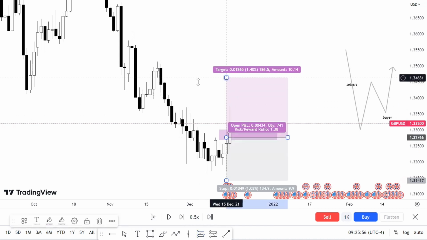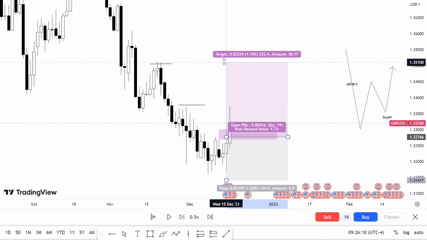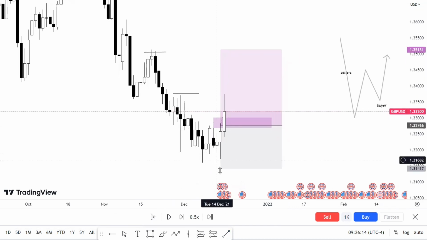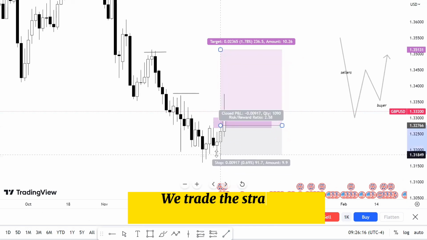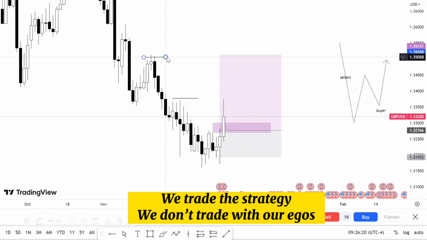We're targeting those highs right here. We are looking at this high. We are looking at that high right there, okay? If price wants to come back there, that's great. If not, that's perfect. Not a problem. We are very flexible traders. We trade the strategy. We don't trade with our ego, okay?